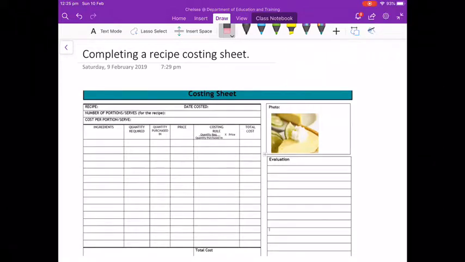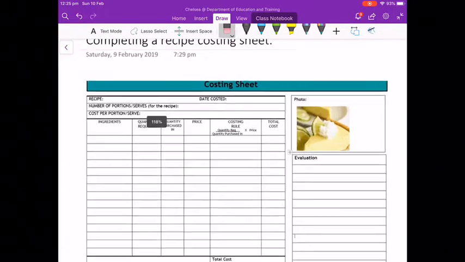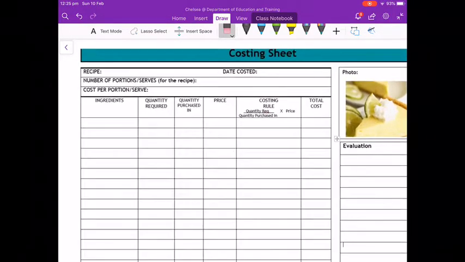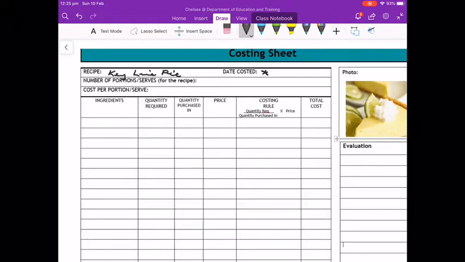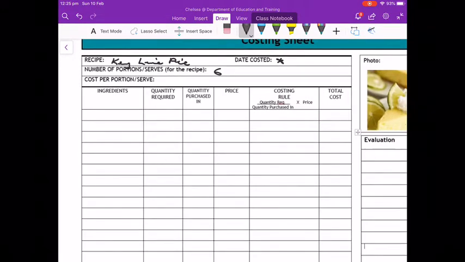Today we're going to look at completing a recipe costing sheet using the spreadsheet below. So you can see from the image that I'm going to be cooking a key lime pie. And I'd put the date here of when I'm doing my costing. Now I'm going to imagine that my key lime pie serves 6 people. Now let's start filling in the costing sheet.